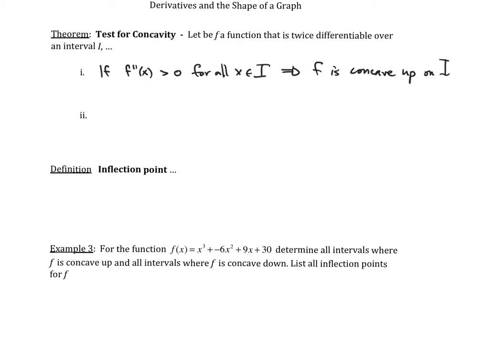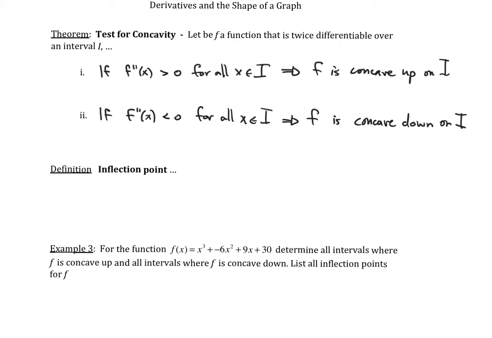Okay? On the other hand, if the second derivative evaluated at x is less than 0 for all x in I, then this means f is concave down on I. So let me highlight this. Positive second derivative means it's concave up. Negative second derivative means it's concave down.